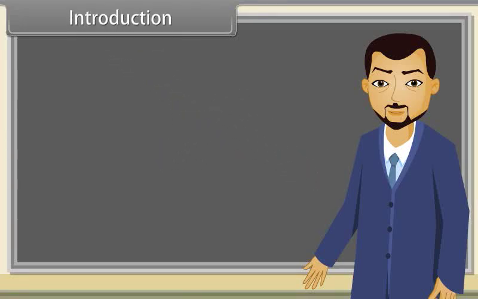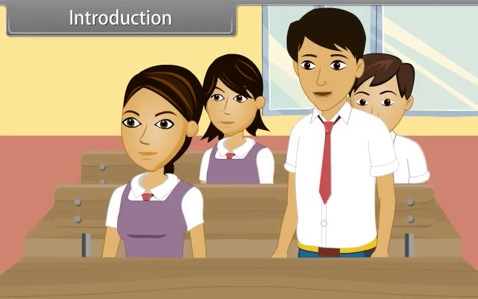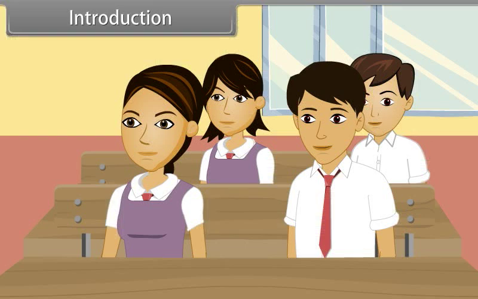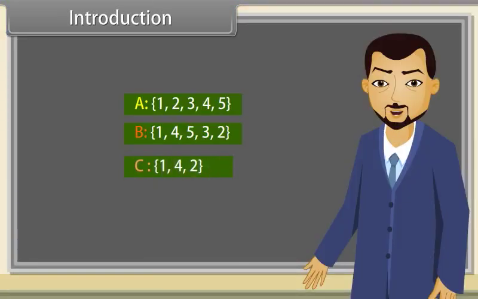Introduction. Students, look at these two sets. What can you say about these two sets? These both are equal sets. Very good. A and B are equal sets. Now, if we take this set C, what can we say about this? The set C is a subset of set B and set A.